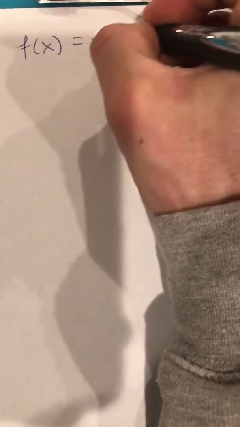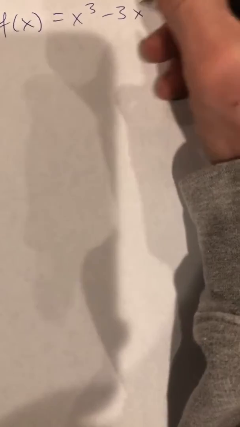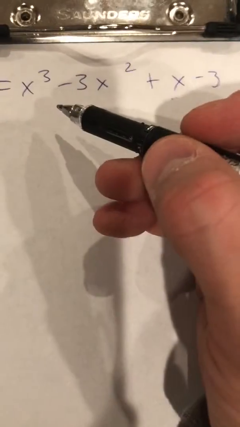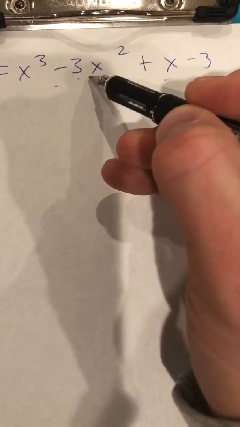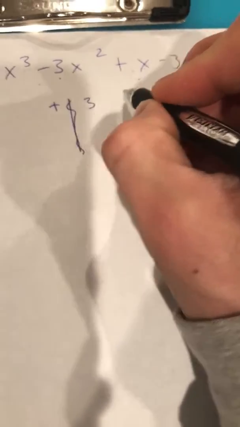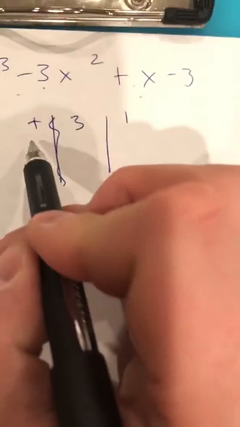I tried to explain one of the questions of the homework using this example here. x to the third power minus 3x squared plus x minus 3. So first thing we need to do is Descartes' Rule of Signs. Looking at this, I see that there are 1, 2, 3 sign changes. So that means if I'm making my table, I could have 3 or 1 positive real roots.